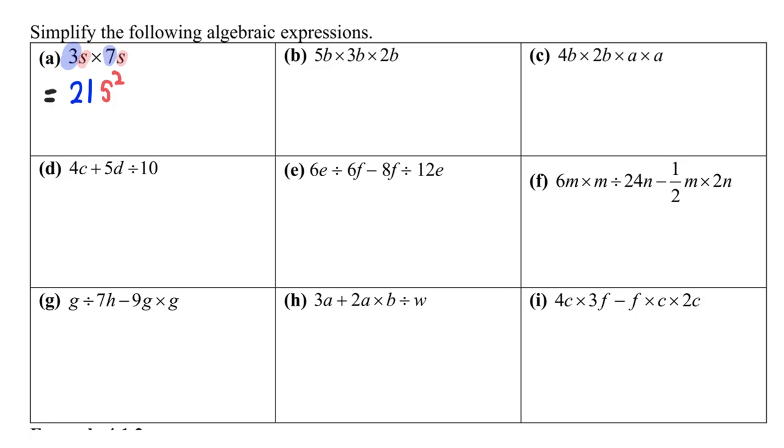Part B. Again, we look at the coefficients first, meaning 5 times 3, 15. 15 times 2 will give me a value of 30. Then we look at the variable. B times B times B, 3 times. So it's B to the power of 3.